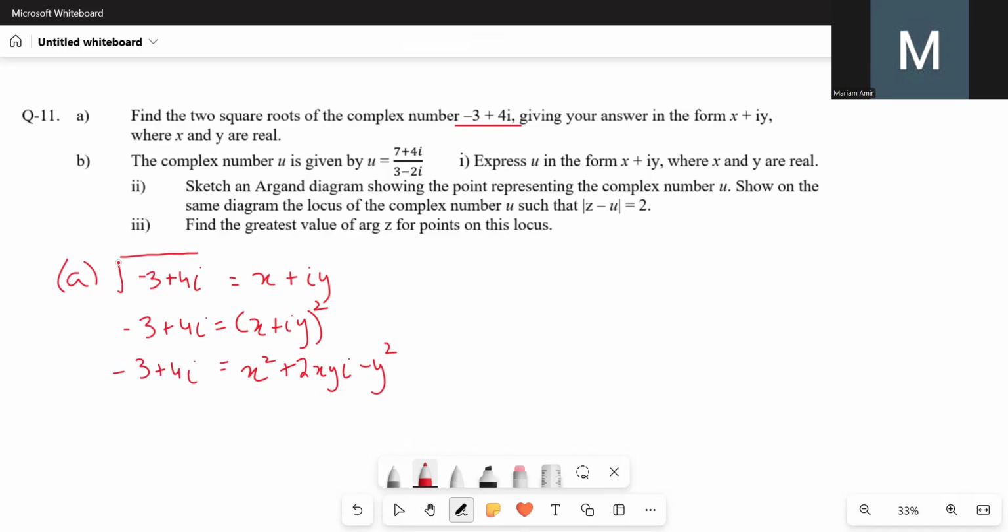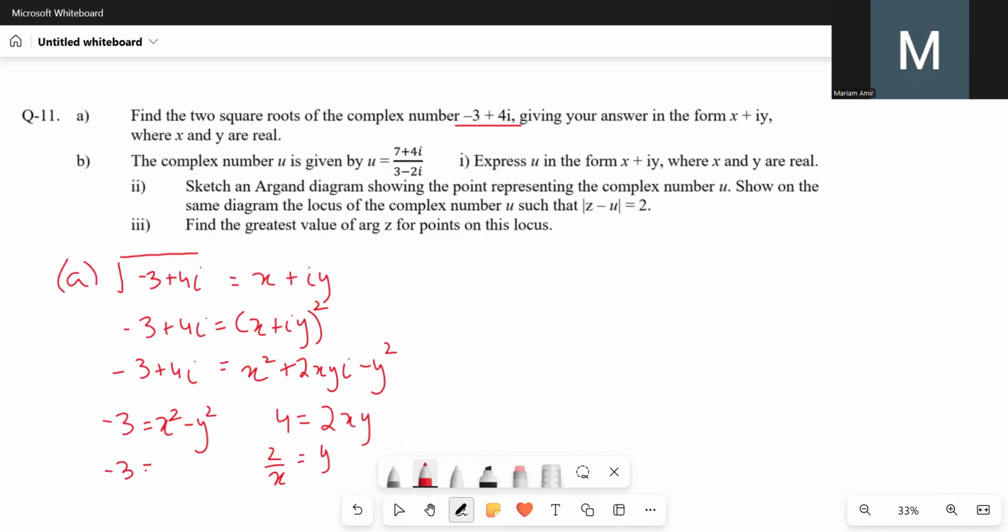Let's equate the real parts. So minus 3 would be equal to x squared minus y squared, and equate the complex parts. So 4 equals 2xy. Now we're going to use substitution. So we can say let y equal 2 upon x. Now substitute it here.